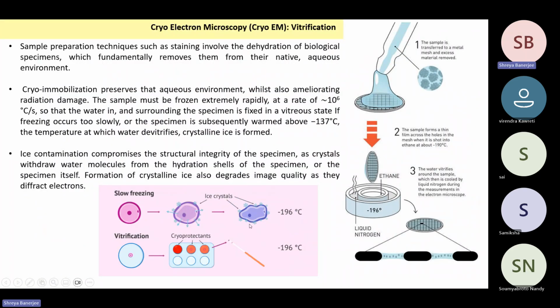See, when you are freezing the sample very slowly, ice crystals form, like the hexagonal ice crystal that I was showing. And when ice crystals form, they will destroy the structure of the cell. The cell will completely collapse. So that is called crystalline ice. And in vitrification, what happens?